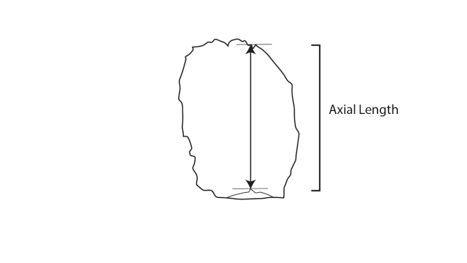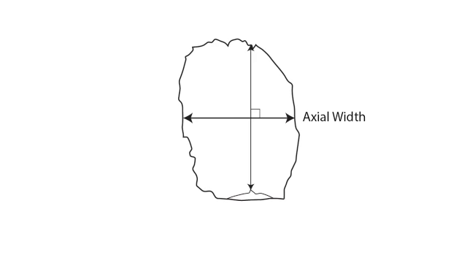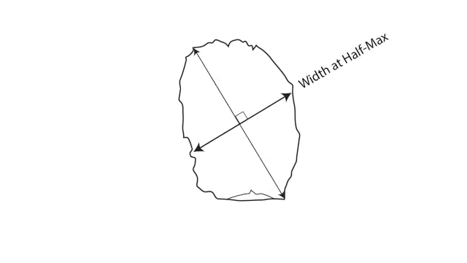A line that's perpendicular to the platform and extending from the point of percussion is the axis that's the basis for axial length, as well as axial width, halfway along the axial length and at right angles to it. By contrast, maximum length is simply the longest line segment that you can fit within the plan of the flake, which is identical to the diameter of the smallest circle that will enclose the flake. A line segment halfway along the maximum length and at right angles to it is the width at half maximum.